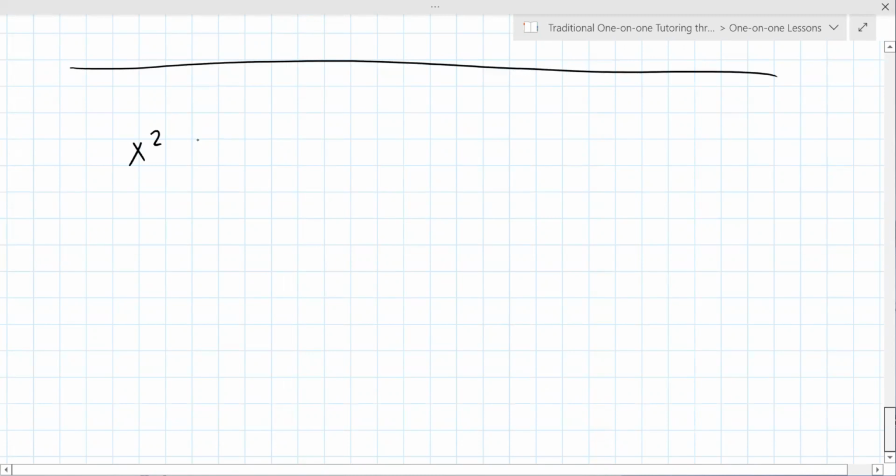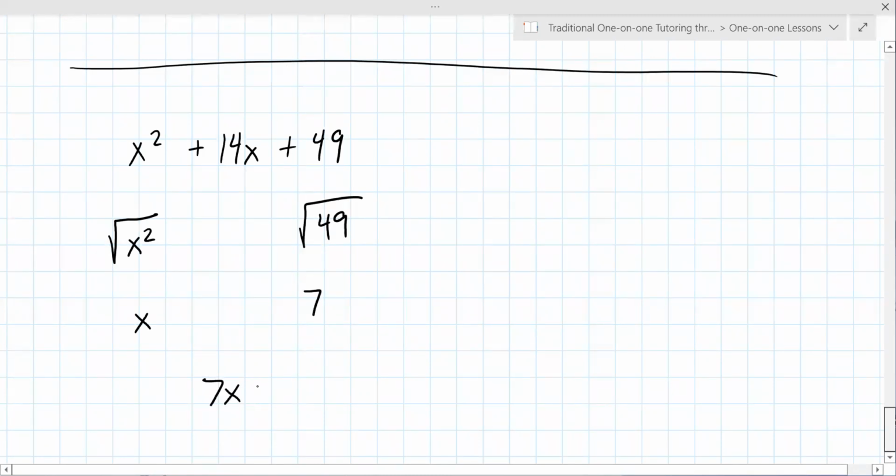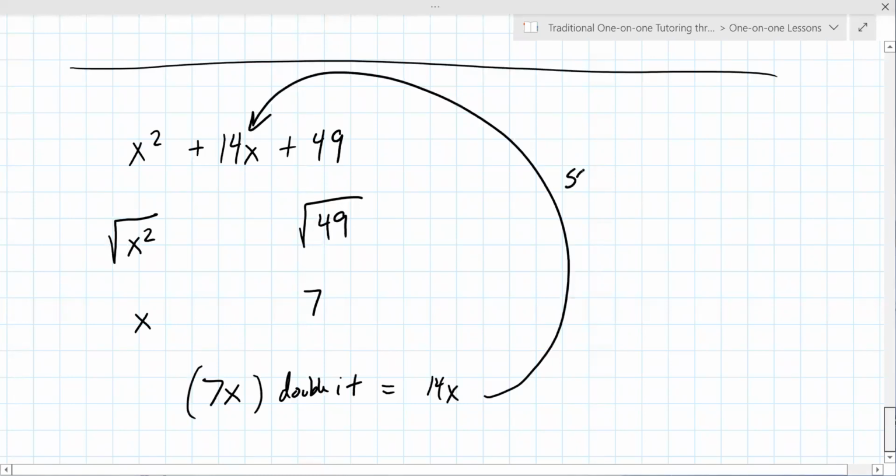Okay, so we're going to look at another problem here. x squared plus, let's go 14x plus 49. So you start by taking the square root of the first term and the square root of the last term. The square root of x squared is x, and the square root of 49 is 7. Then you squeeze them together, so you get 7x, and then you double it. That's the part you've got to remember, and that's 14x. And is that the same as the middle term? You ask yourself, and you say, yeah, it's the same.